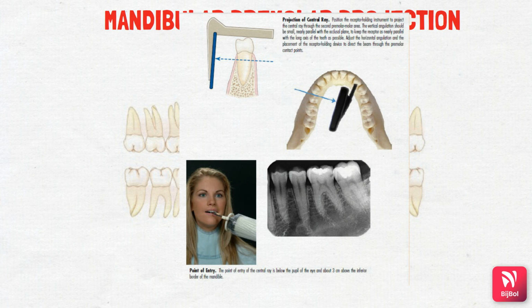Point of entry of the central ray is below the pupil of the eye, about 3 cm above the inferior border of the mandible.